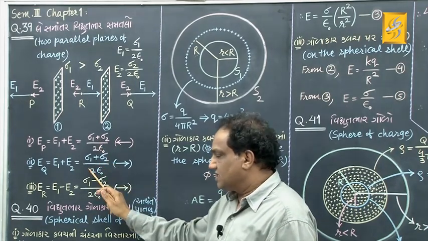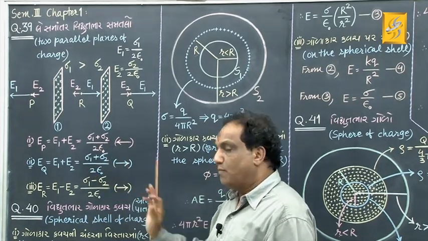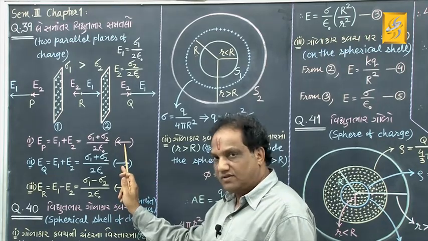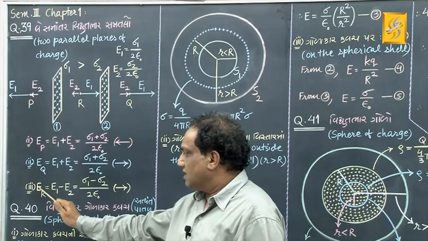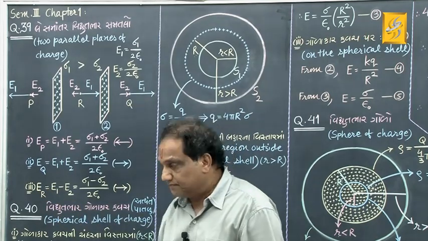These two magnitudes are same, but directions are opposite. This is towards left, this is towards right, okay? What about resultant electric field at point R?